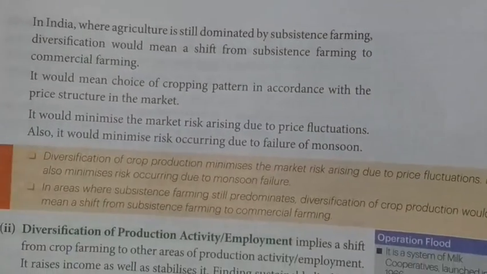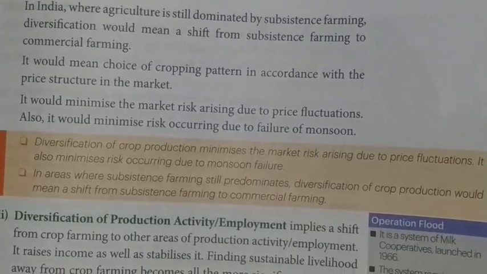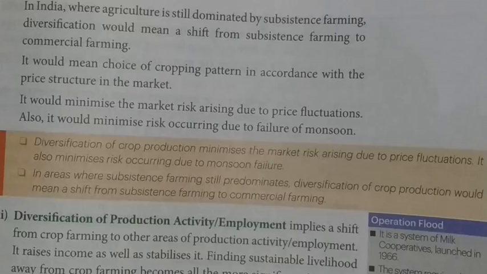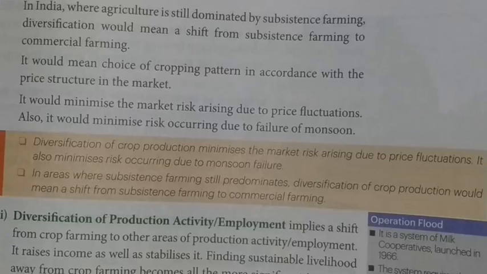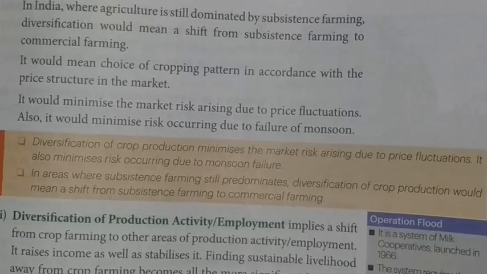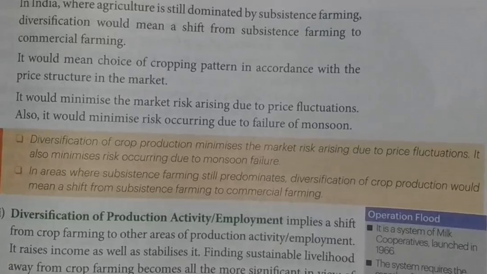In India, where agriculture is still dominated by subsistence farming, diversification would mean a shift from subsistence farming to commercial farming. Because generally what people do, they do the farming for subsistence, but we need to change our mindset as well. This would mean the choice of cropping pattern in accordance with the price structure in the market. We need to go with the price structure. The crops which give us a higher income, we need to focus on those more.